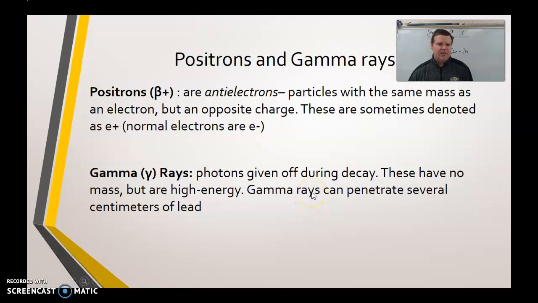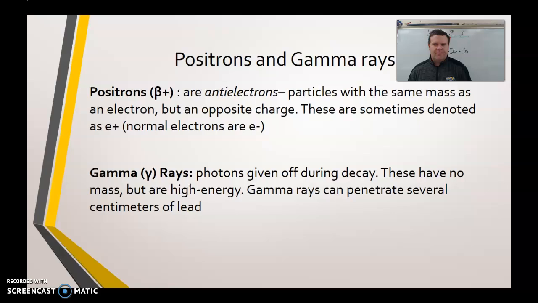Positrons and gamma particles, or gamma rays, are another type of radiation. Positron might sound like something on Transformers, it's not. It's just basically an anti-electron, like it says there. It has the same mass as an electron, but it has the opposite charge. So sometimes people think that stuff like that can't exist, but it really does. There are anti-electrons. Think about it as antimatter, if you've ever heard of that. That's really what a positron is. It's a type of antimatter.